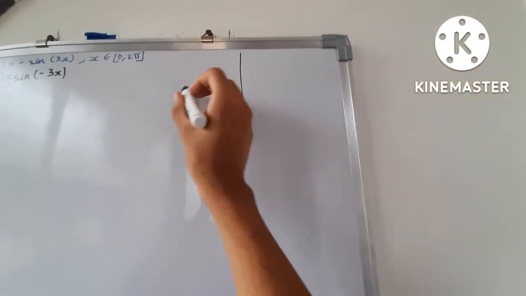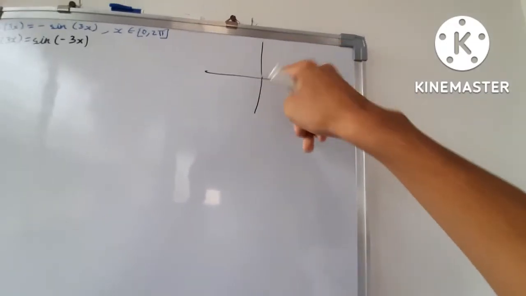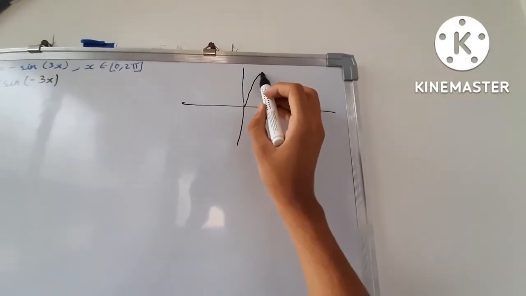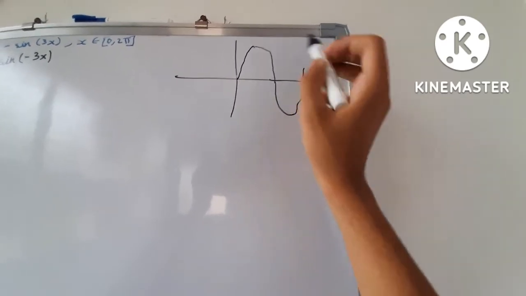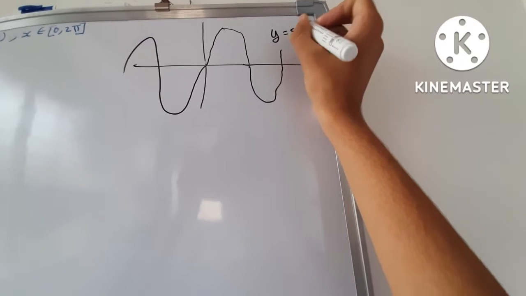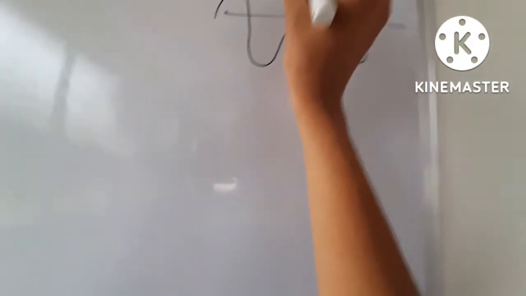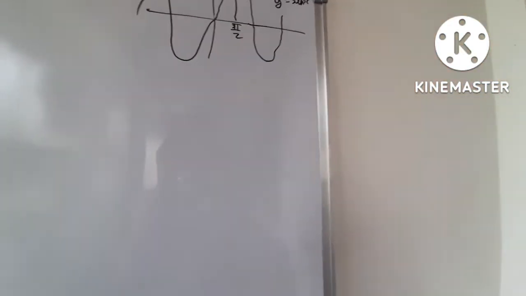I'll draw a rough graph for you. The sine function starts at 0, first goes up to 1, and then goes down to 0 again. Then it goes down to -1, and it keeps going in both directions, something like that. This is the sine function, y equals sine of x. It attains this 1 at x equals pi by 2, and y equals 1. That's the maximum of the sine function.